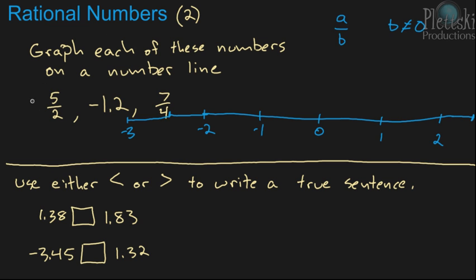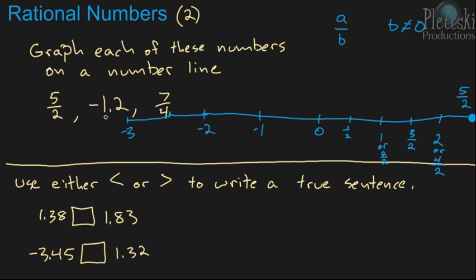So this first one, 5 halves. Well, 5 halves on a number line, if you have 0, then there would be 1/2, 2 halves, 3 halves, 4 halves, and 5 halves. So it would be right about there, 5 halves. We did that because 1 is actually 2 halves, so we counted 1/2, then 1 is 2 halves, and then 3 halves, and then 2 would also be 4 halves, and then 5 halves. Okay, that's the first one.